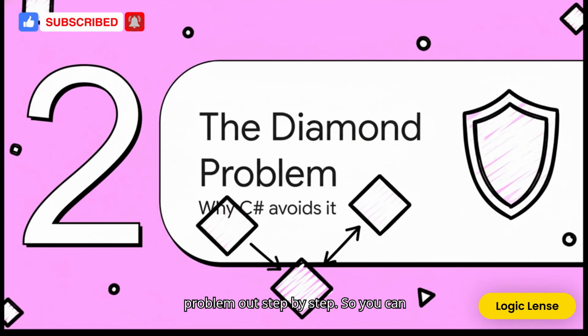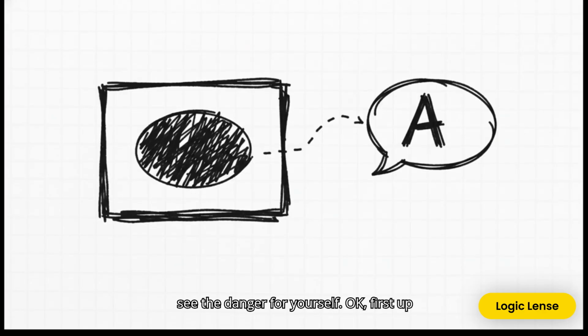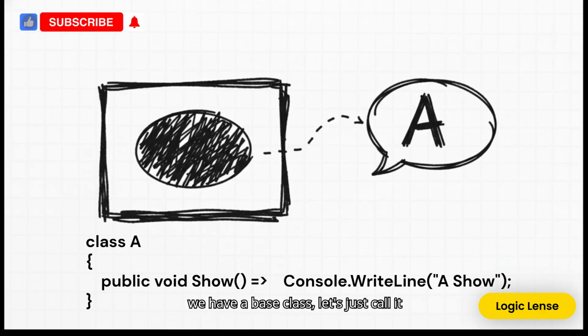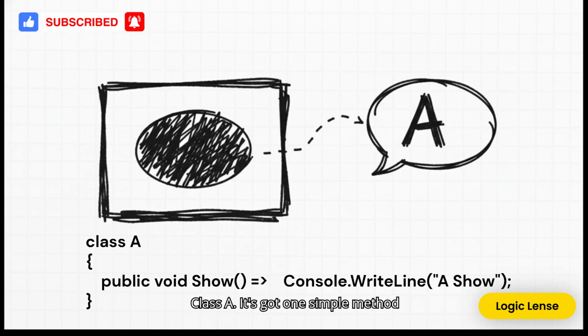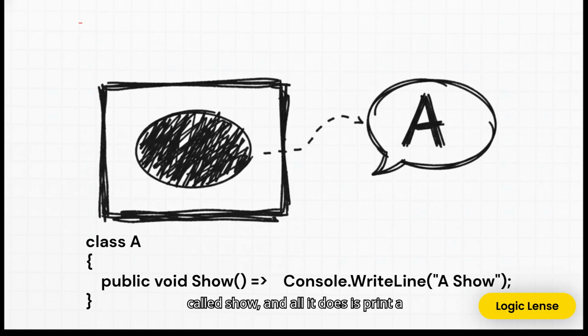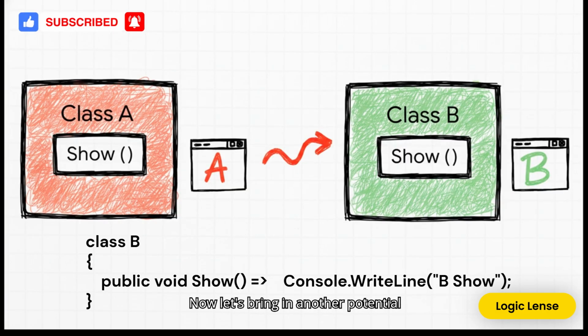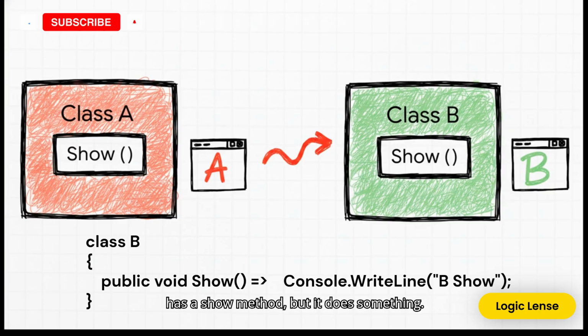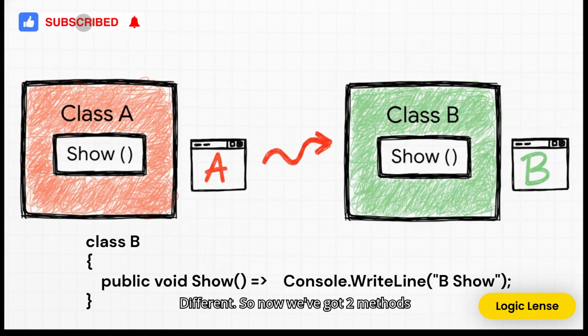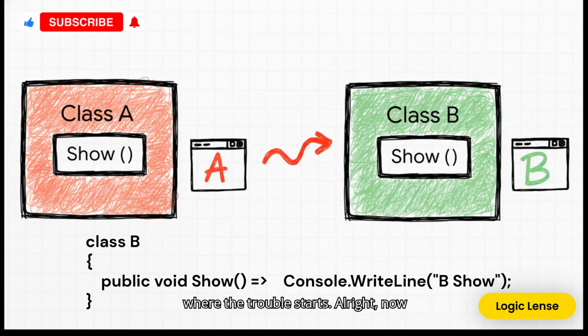Let's actually build this problem out step by step so you can see the danger for yourself. Okay, first up, we have a base class. Let's just call it class A. It's got one simple method called show, and all it does is print a show to the console. Simple enough, right? Now let's bring in another potential parent, class B. And notice, class B also has a show method, but it does something different. So now we've got two methods with the exact same name and signature living in two different classes. This is where the trouble starts.